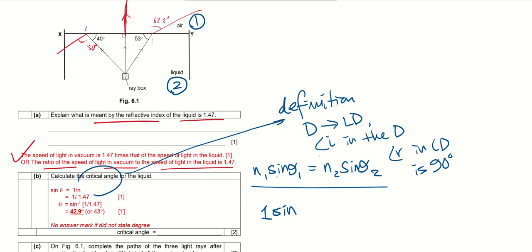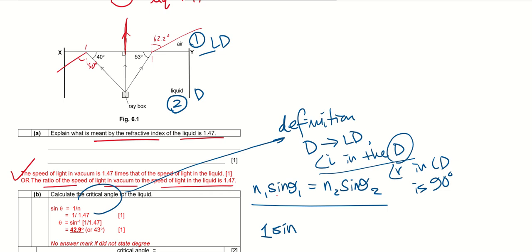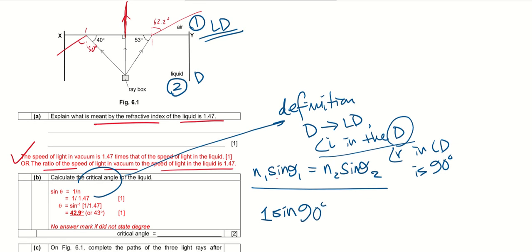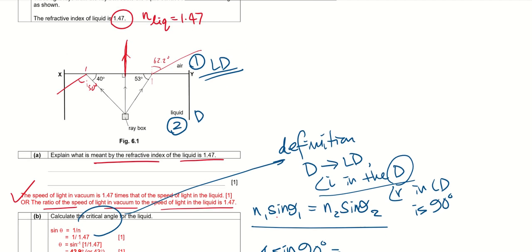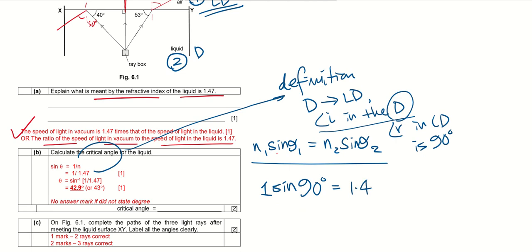Critical angle is when the angle of incidence in the denser medium, in this case the liquid is denser and the air is less dense, results in an angle of refraction in the less dense medium to be 90. The less dense medium here is air. So the critical angle will result in the angle of refraction in air to be 90 degrees. So n2 is the refractive index of the liquid, which is 1.47.